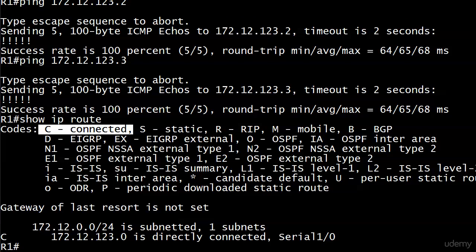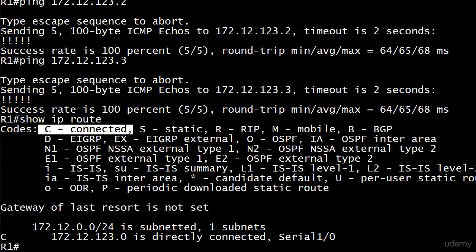It's a connected route, but when router 1 wants to send packets to addresses on the 172.12.123.0/24 network, here it is. It's directly connected. It's ready to go. So router 1 has no trouble pinging routers 2 and 3 on that same subnet because they're all connected to it. So we're all good there.